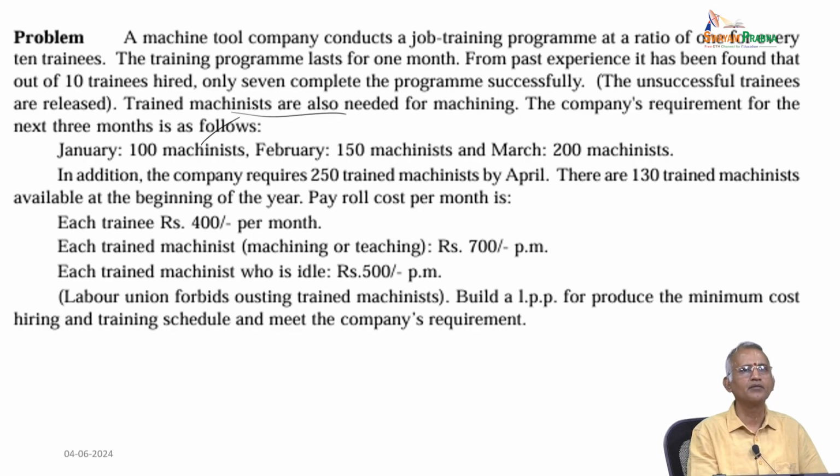January 100 machinists, February 150 and March 200. In addition, the company requires 250 trained machinists by April. There are 130 trained machinists available at the beginning of the year. The payroll cost per month is 400 for each trainee, 700 for each trained machinist, and 500 for each trained machinist who is idle. The labor union forbids ousting trained machinists. Build an LPP to produce the minimum cost hiring and training schedule and meet the company's requirement.